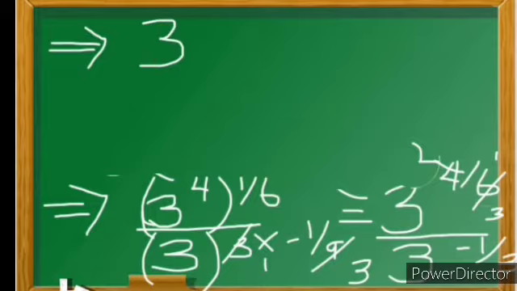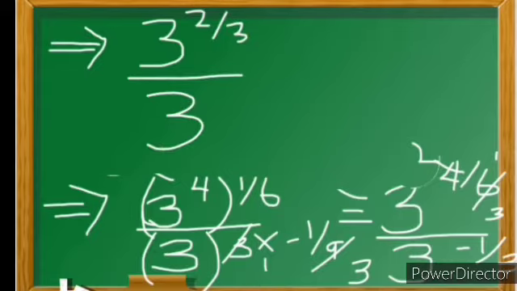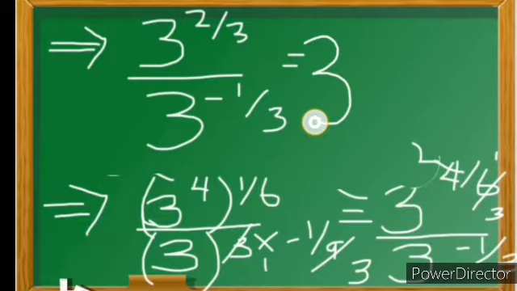So our answer will be 3 raised to power 2 over 3 all over 3 raised to power minus 1 over 3. And now I can see something popping up right here. The numerator and the denominator base is the same. It is 3. And because it's the same, the powers can be simplified further. Then we're going to employ the subtraction law of indices, which states that if the same numbers with different powers divide themselves, you can subtract the powers. That is the subtraction law of indices.